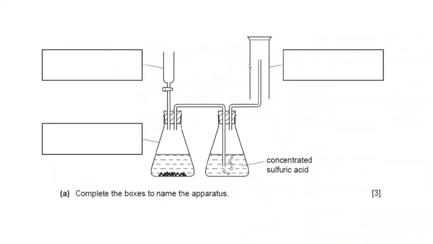So what does it look like? Can you see any markings on this? There is no marking. So if there's no marking, it's not a measuring cylinder. Actually, it's a gas jar, or you can also say gas tube, but the better word is a gas jar.